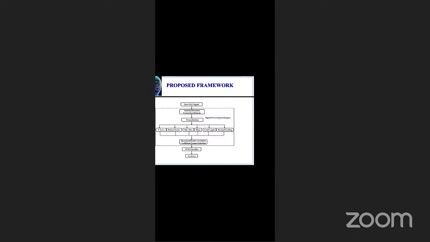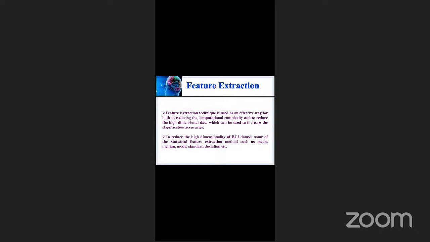Finally, I classified this using the SVM classifier. Feature extraction techniques are used as an effective way for both reducing the computational complexity and reducing the high dimensionality of data, which can be used to increase the classification accuracy. To reduce the high dimensionality of the BCI data set, I used some of the statistical feature extraction methods.